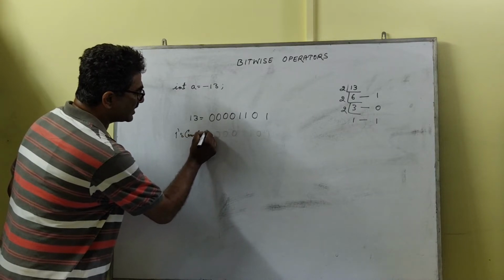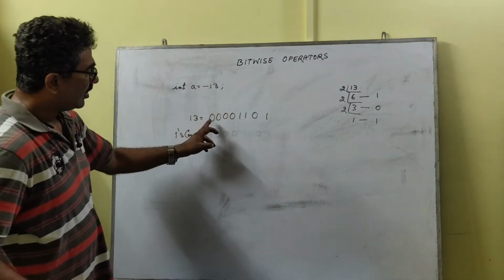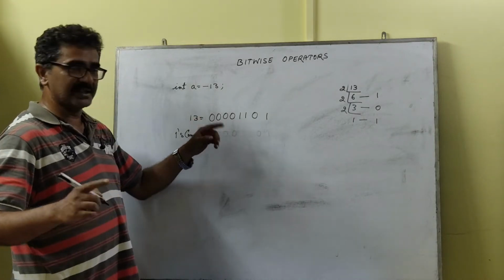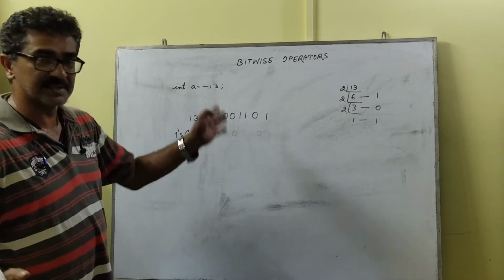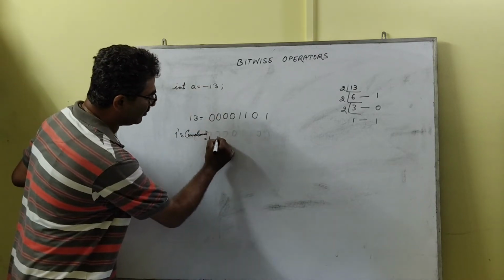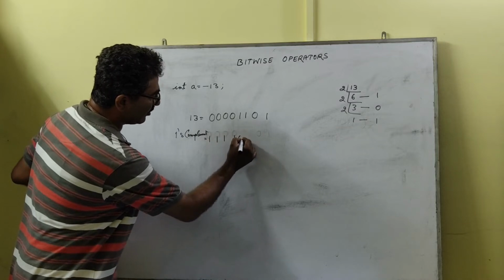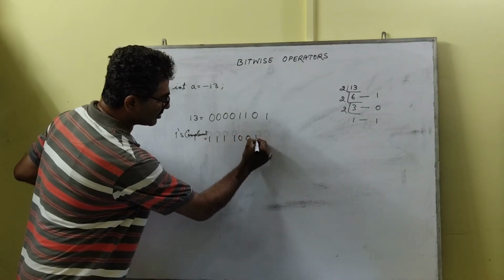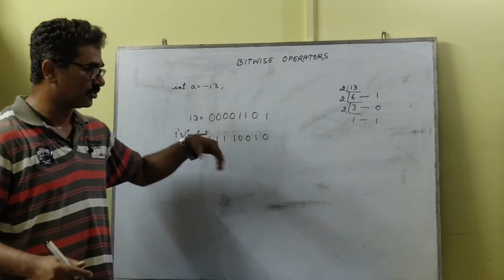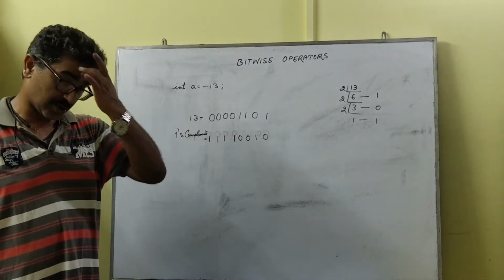Now 1's complement states that all the bits should be reversed. That means all zeros become 1 and 1s become 0. So what actually happens is, this is 1 1 1 1 followed by 2 zeros. Again this is 1, this is 0. Just the reversing of the bits. All the 1s become 0 and zeros become 1. So this is our 1's complement.